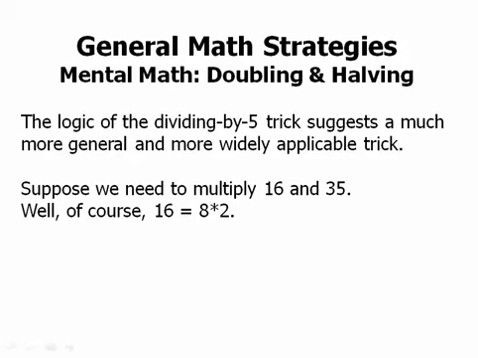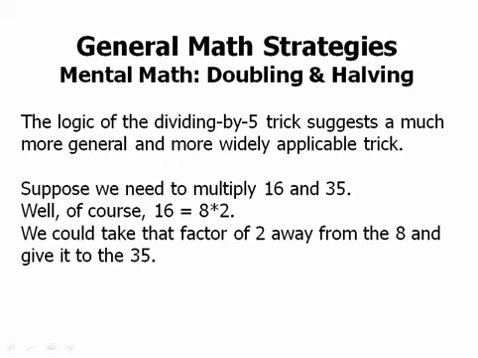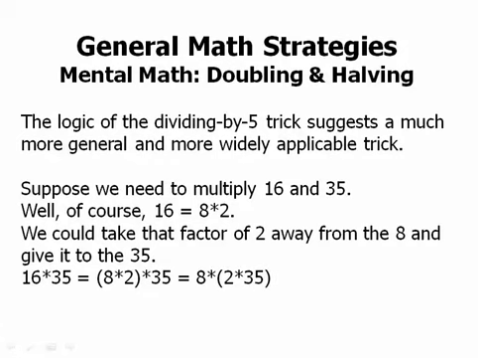But of course we know that 16 is 8 times 2. We could take that factor of 2 away from the 8 and give it to the 35. So 16 times 35, of course that's 8 times 2 times 35. And imagine we group it in a different way. Of course we can group multiplication in any order we want. That's technically known as the associative property. So we can group that as 8 times 2 times 35. Well, 2 times 35 is 70. Well, all right, now this is something I can do in my head.